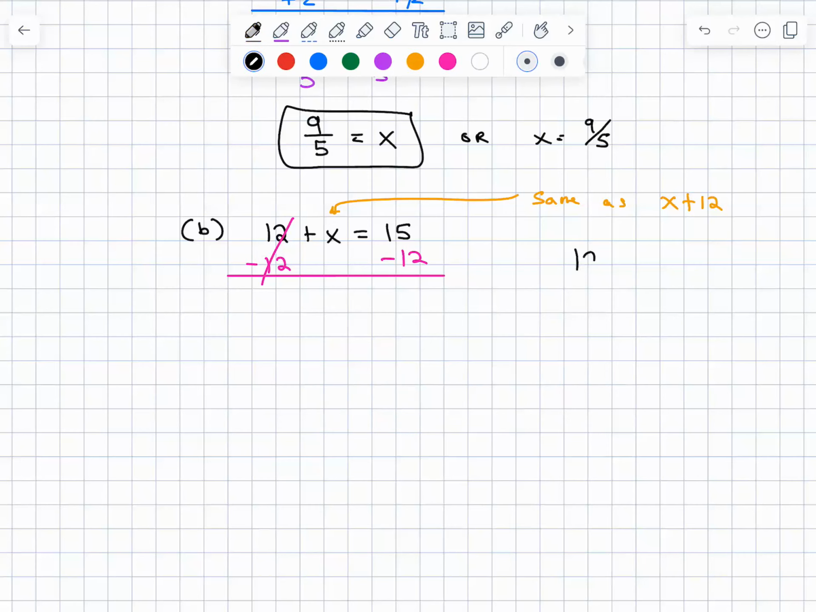So if it was 12 minus x equals 15, we would still subtract 12, because that's a positive 12 there. And to undo that positive, we need to subtract it. Great question, guys. That's a very important question about these things. So x is equal to 15 minus 12, that's 3. And luckily for us, we don't need to divide or multiply because it's just x already.